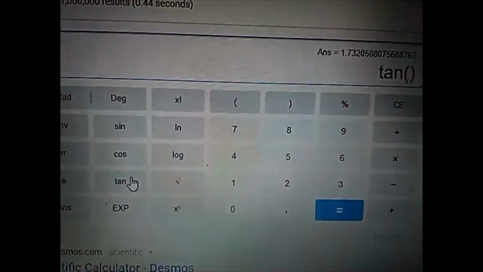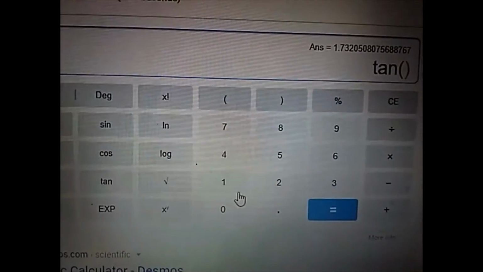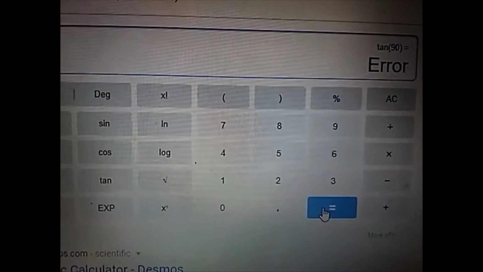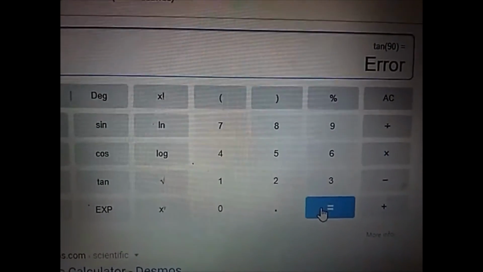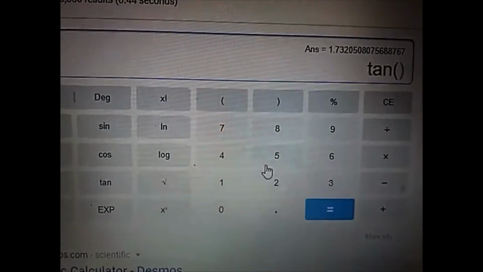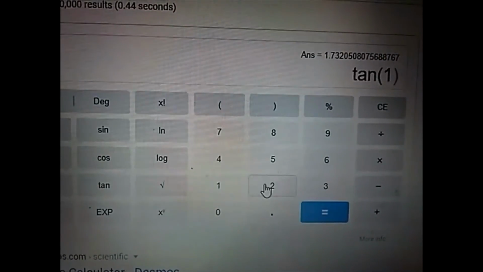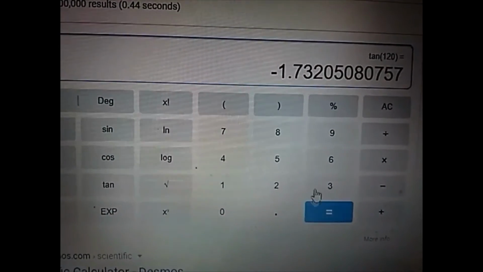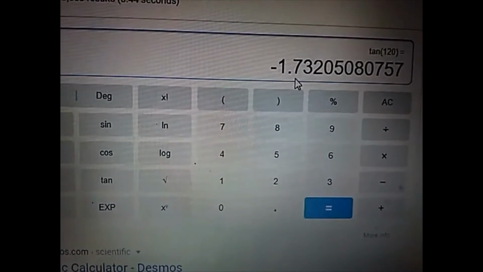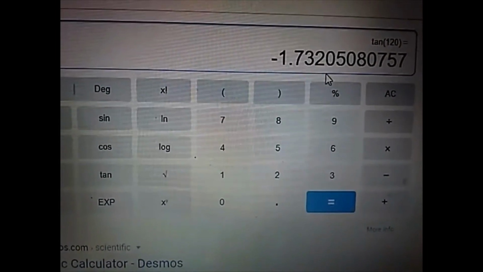And as the degrees approaches 90, the result gets even higher. At 90 for tangent, the answer is undefined because it goes infinitely. Now, if the degrees measurement goes over 90 degrees, then watch what happens. The result is negative numbers. It is interesting how this moves from positive infinity to negative infinity.